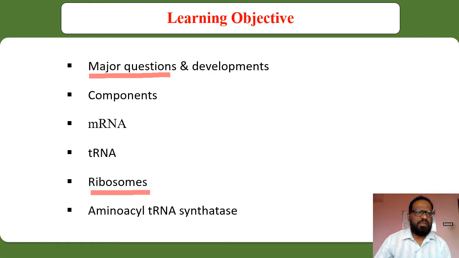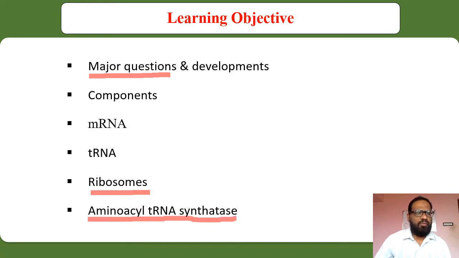Then we are going to discuss the last, that is the amino acyl tRNA synthetase. This is an enzyme, and as the name itself indicates, amino acyl tRNA synthetase means this is the enzyme which is responsible for the charging of the amino acid. That is, the charging of the amino acid means they are going to attach to the tRNA molecule, and that particular attachment of the amino acid to the tRNA molecule is facilitated by one enzyme, and that enzyme is called the amino acyl tRNA synthetase.